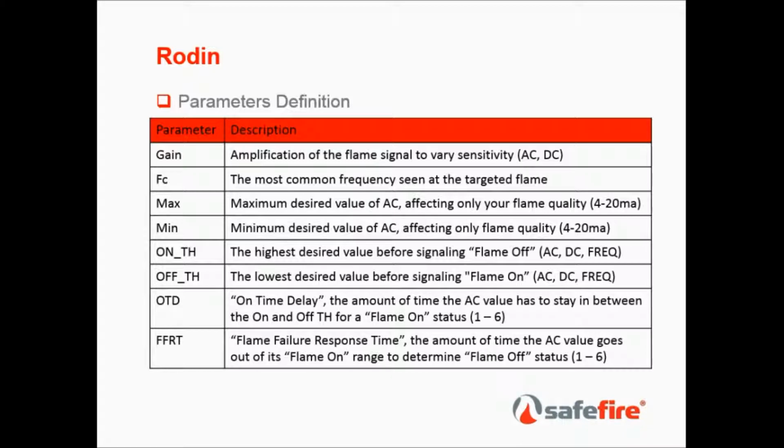OTD, in other words known as on time delay, is the amount of time the AC value has to stay in between the on and off threshold for a flame on status, and you can choose between 1 to 6 seconds. FFRT, also known as flame failure response time, is the amount of time the AC value goes out of its flame on range to determine flame off status. Your options are also 1 to 6 seconds.